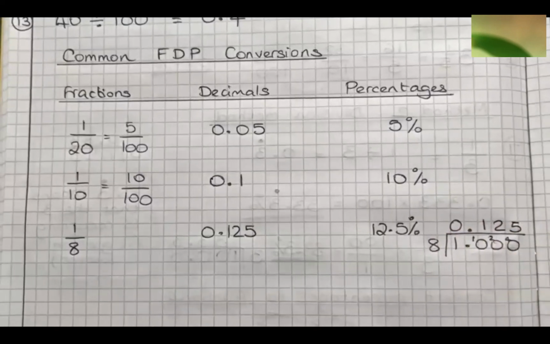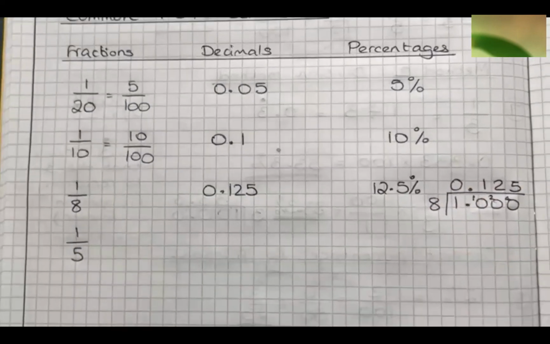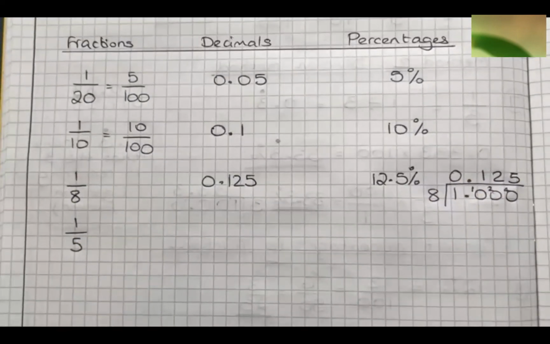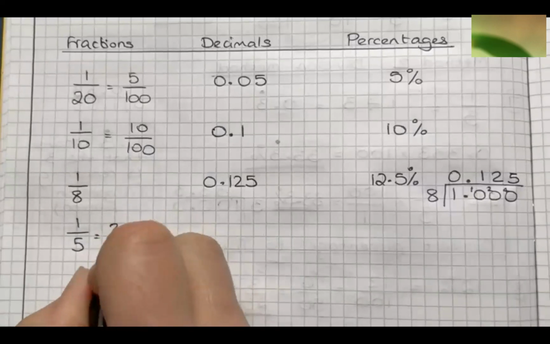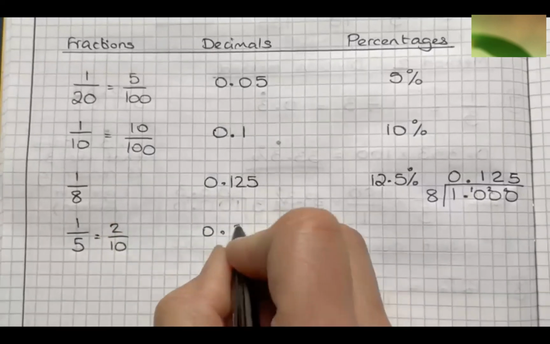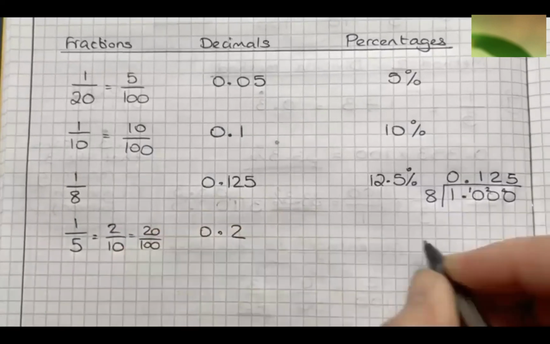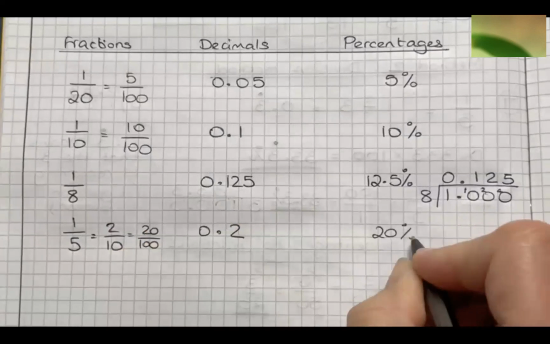12.5%. If I look at 1/5 now, 1/5, I can write that as 2/10. I've got the number 2 in the tenths column. That gives me my decimal. And 20/100 is going to give me my 20%.